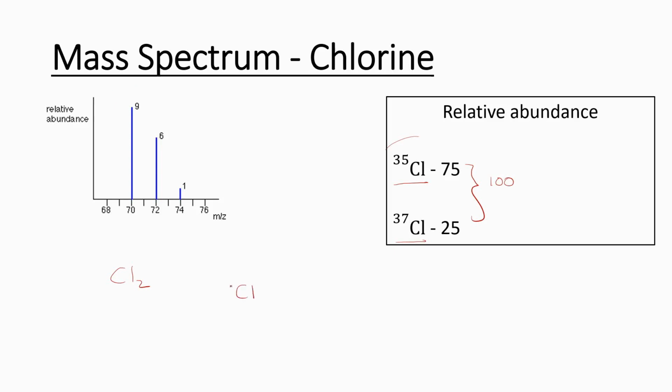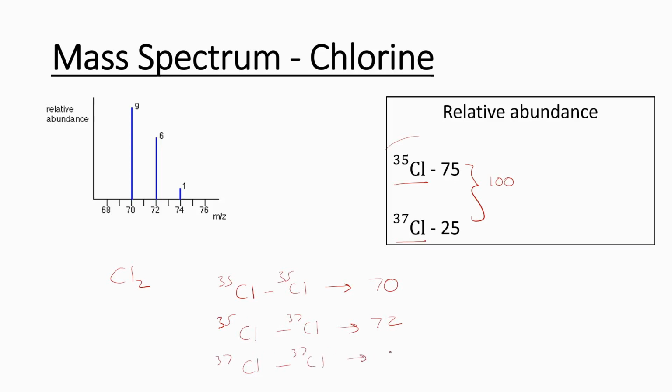We can have Cl35, Cl35. And this is both chlorines in the chlorine molecule that have a mass of 35. And so if we add these together, then the total mass is going to be 70 of this molecule. We can also have Cl35 and Cl37. And if we add these together, the mass of this molecule is actually going to be 72. We can also have Cl37, Cl37.